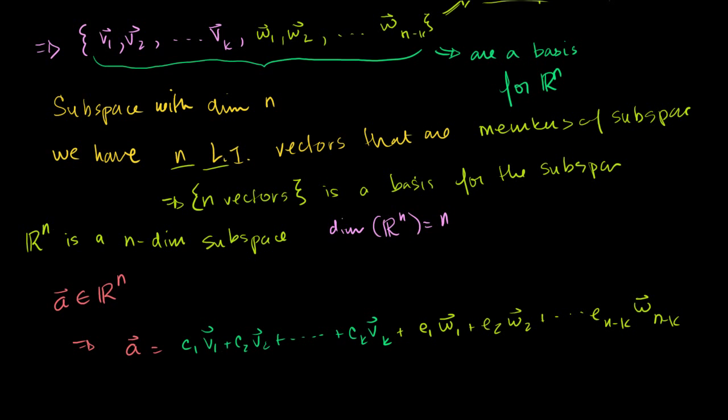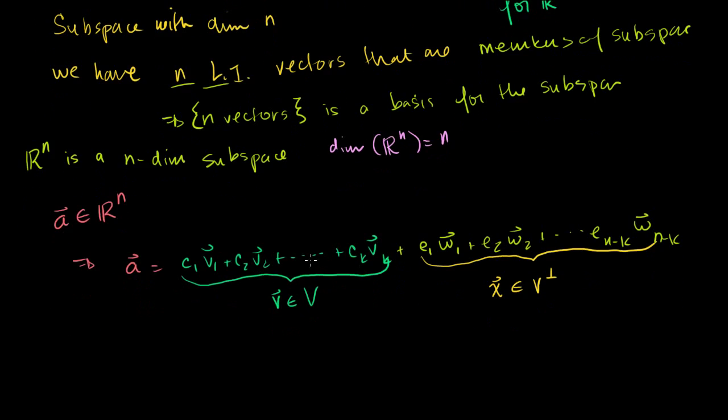Or another way to say it, what is this right here? This is some vector that is a member of our subspace V. And then this is some vector over here, let me write it as x, that is a member of the orthogonal complement of V, right? This is just a linear combination of V perp's basis vectors. This is just a linear combination of V's basis vectors.